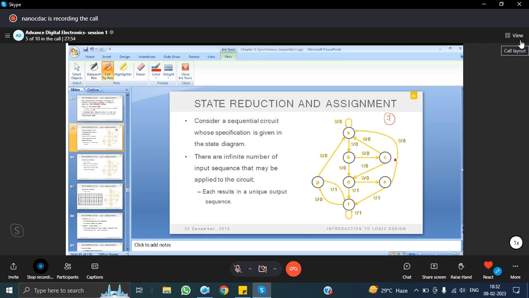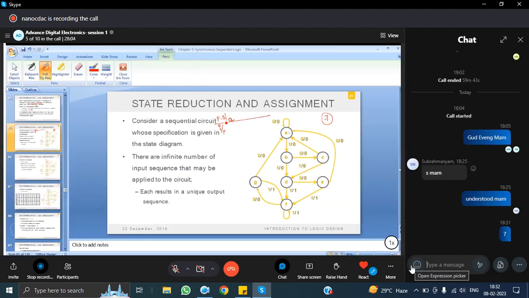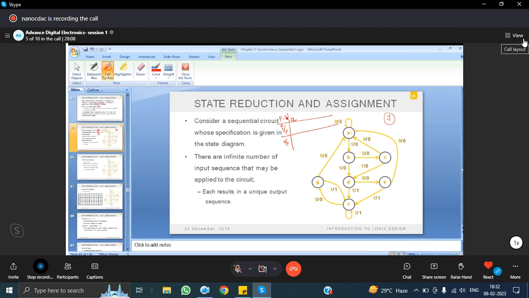Present state is A. Input, yes, present state A. This is the input. PS means present state. Next is output. Let us write like this. If the present state is A and the input is 0, what is the next state? It is remaining in the same state.